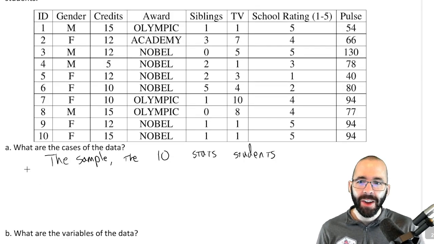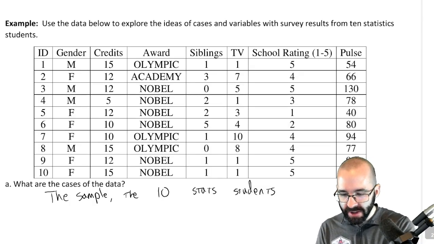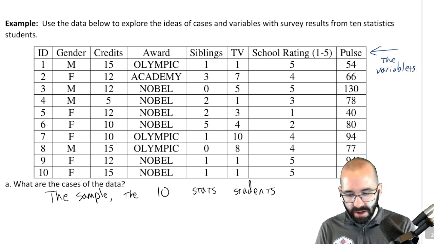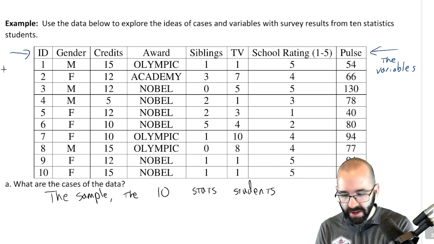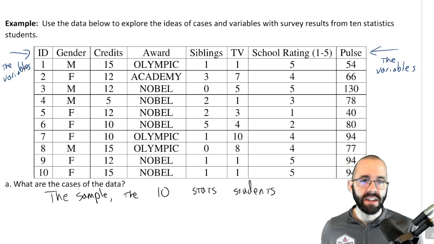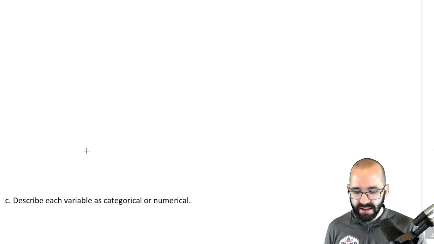Or we could take a shortcut and not write them all down. So the variables, I'm going to just point right here and say the variables. Again, right here. The variables, save ourselves a little bit of writing, as long as you know that all of these things are the variables. And then part C asks us to describe each variable as either categorical or numerical.